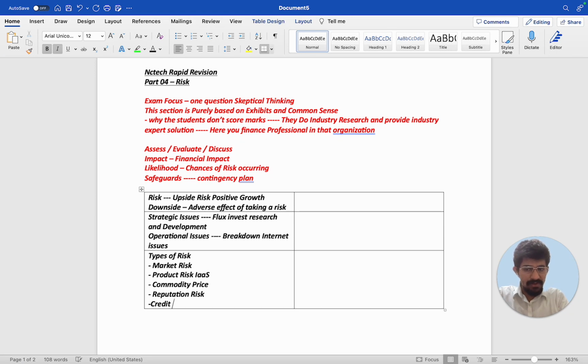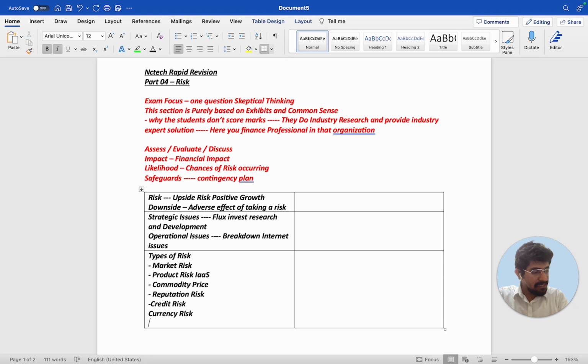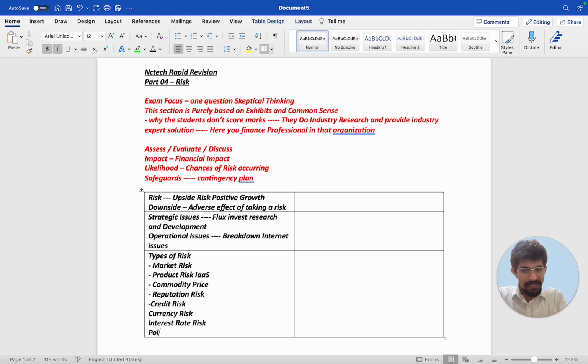Avoid it. Then you have something called the credit risk, that is you are giving someone money, they are not paying on time. Currency risk, international expansion, there are chances. Then we have the interest rate risk. These are the student risk, no need to memorize anything. And then political risk, students, highly chances are there. I told you Cambridge Analytica, they were asking the data of the people, so political risk.